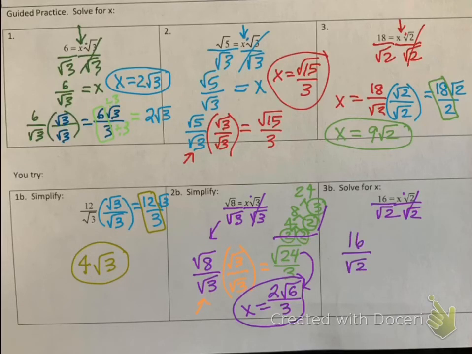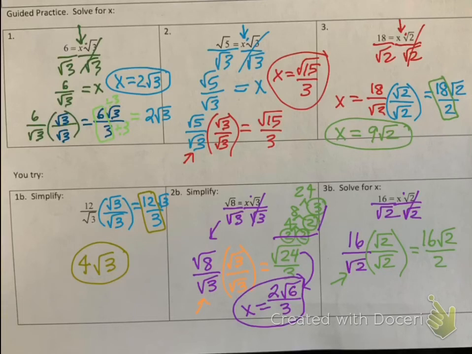But again, we have to rationalize, so I'm going to open up parentheses, multiply the top and bottom by whatever you see in the denominator, square root of 2. When you multiply straight across, 16 is a whole number, square root of 2 is irrational, so you can't combine those, you just write it as 16 root 2. And then in the denominator, root 2 times itself is back to the whole number 2.